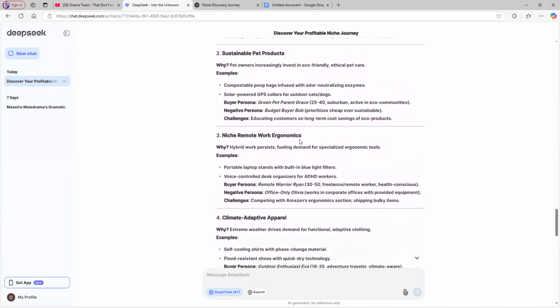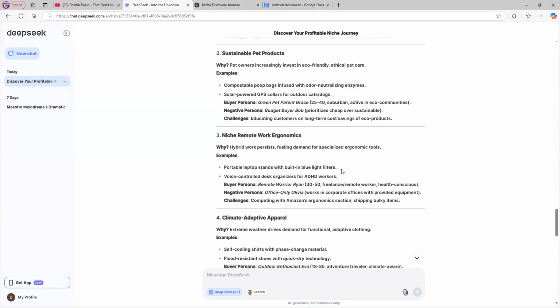Remote work. Now, see, this one's a new one that I've actually not seen. Let's see here. Hybrid work persists, fueling demand for specialized ergonomic tools, portable laptop stands with built-in blue light filters. That the blue light filter actually helps. It really does work. One reason why you won't see me personally in any of my videos is because I have blue light filters in my actual glasses, and the light reflects off of it, and it looks kind of weird. But without that blue light filter, I have actually noticed that I do get headaches from eye strain.